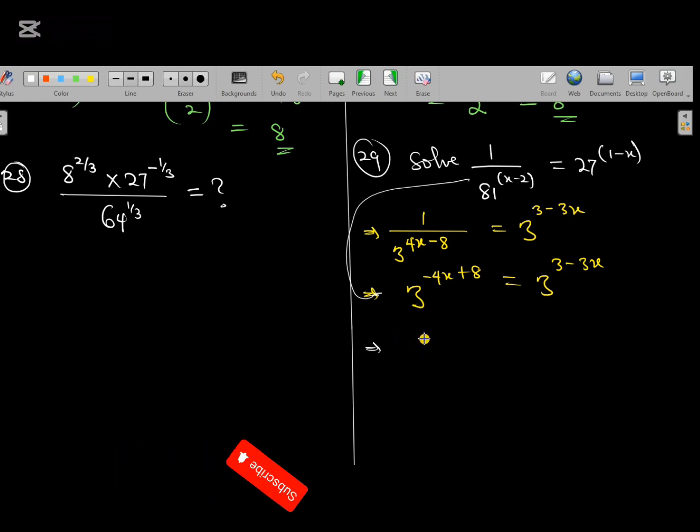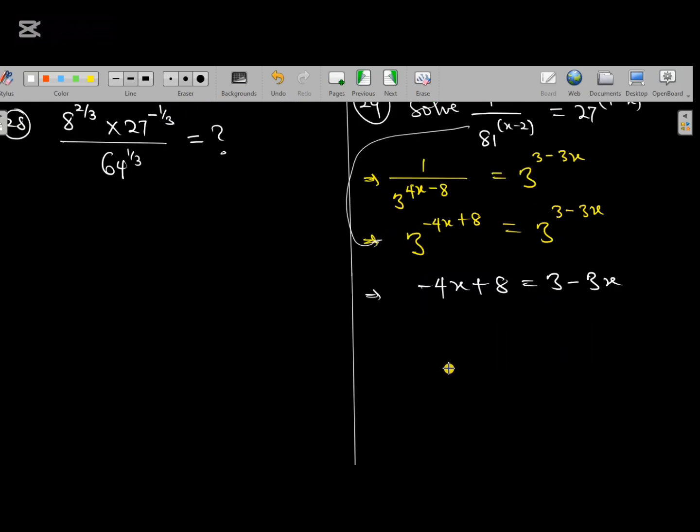So this is now going to give us equal bases. We have gotten equal bases, so our powers minus 4x plus 8 will be equal to 3 minus 3x. We can bring x to one side and the other one. So here we would have minus 4x, minus 3x coming over will become positive. So we have minus 4x plus 3x, which is minus x, is equal to 3 will be here, 8 coming over here will be minus 8. So 3 minus 8 will be minus 5. Therefore, our x is simply equal to 5. How did we get that? Minus signs will cancel out, and that is your solution.